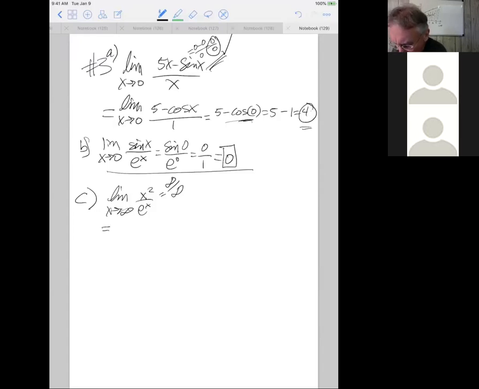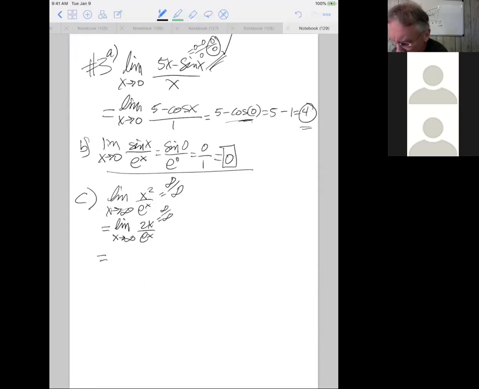Therefore, we've got L'Hopital, which says this limit that you are given is equal to the limit as x goes to infinity of the derivative of the top over the derivative of the bottom. The limit is important, the equal sign is important. And the derivative of the top is 2x, and we've got e to the x in the bottom. Check it again. We got infinity over infinity. So you do it again.